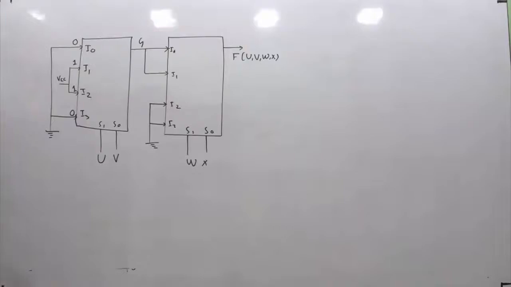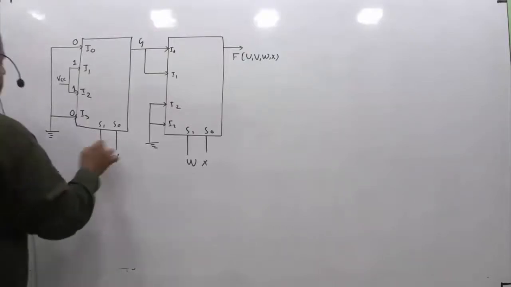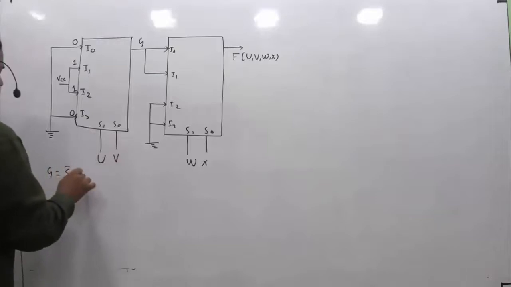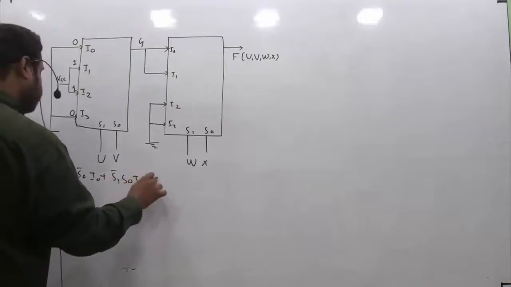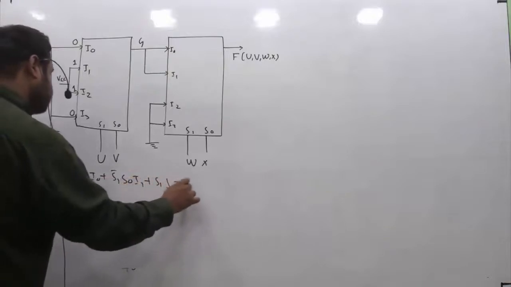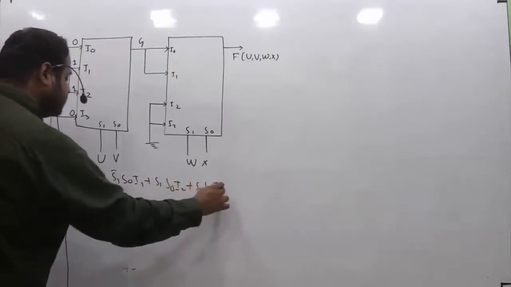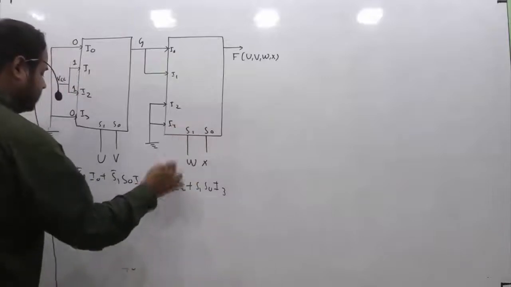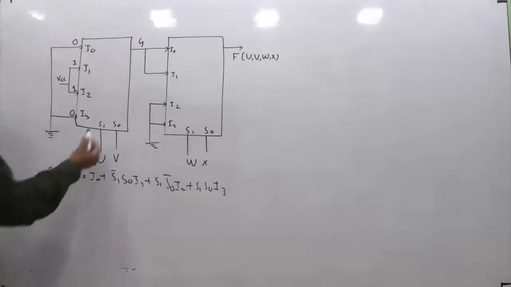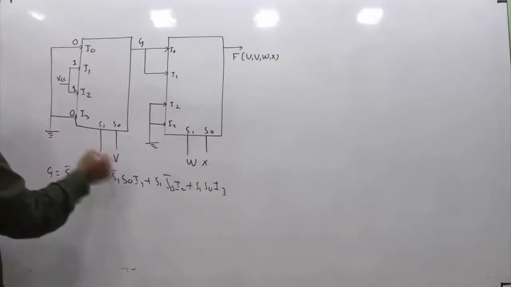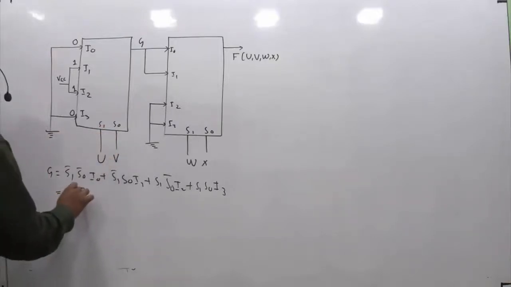So if I ask you what is the expression of Z, you can see here. It should be S1 bar S0 bar I0 plus S1 bar S0 I1 plus S1 S0 bar I2 plus S1 S0 I3. This is the standard expression of this 4x1 multiplexer. So let us substitute the corresponding values. To S1 we have U connected, to S0 we have V connected. So this would be U bar V bar.